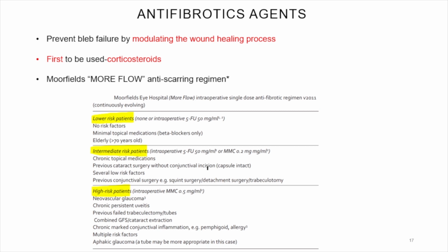The low-risk patients were those who had no risk factors or minimal topical medications, like beta blockers only, and all the elderly population. The intermediate-risk population were those who have chronic topical medications, or have had previous cataract surgery without conjunctival incisions. And high-risk patients were patients with neovascular glaucoma, chronic persistent uveitis, previously failed trabeculectomy or tube, and aphakic glaucoma.